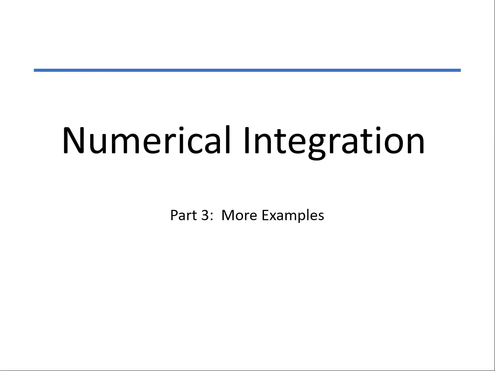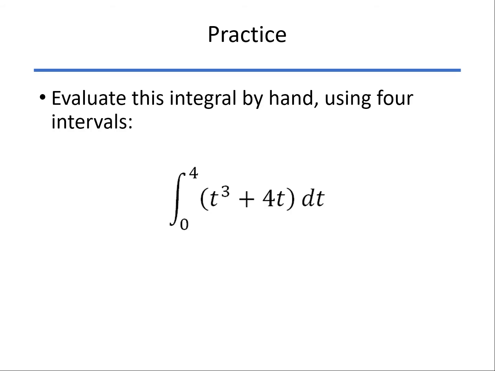Okay, working a couple more examples of numerical integration. And this first one you might want to try by hand, just a little practice for the next test. So we say use 4 intervals, and we're evaluating this function t cubed plus 4t, integrating that from 0 to 4. And so what you want to do is set up a table where you've put in your x values, which are going to be, of course, 0, 1, 2, 3, 4.